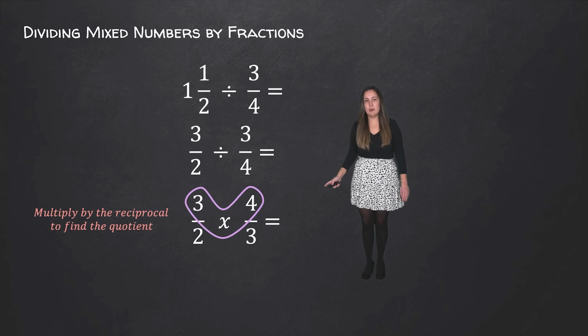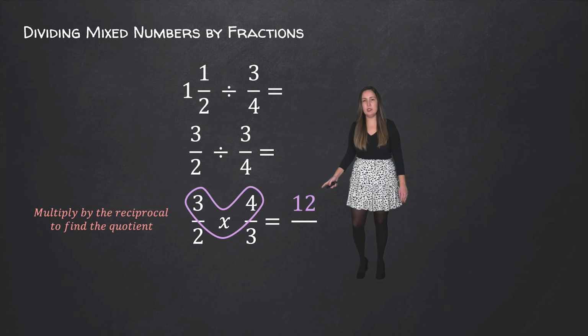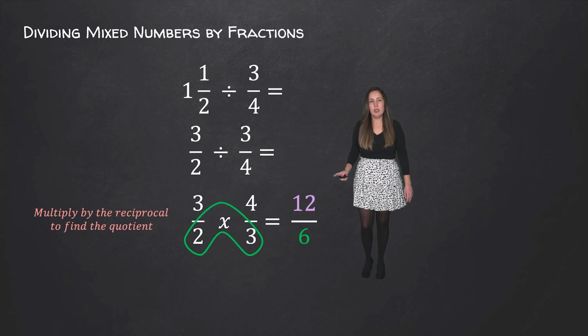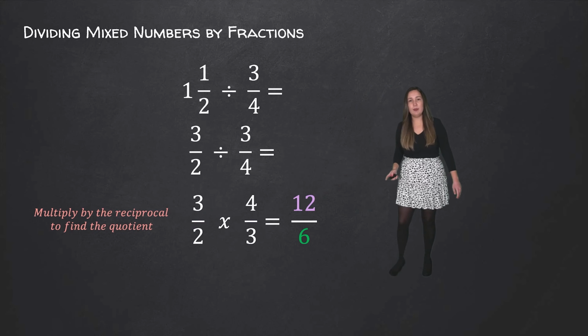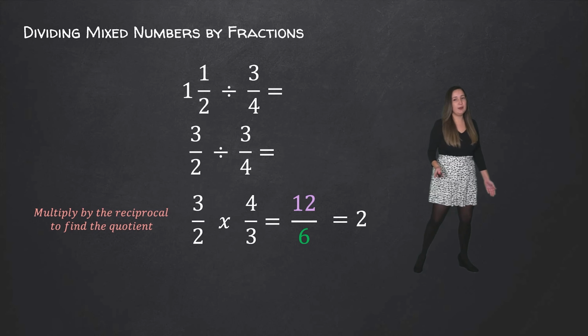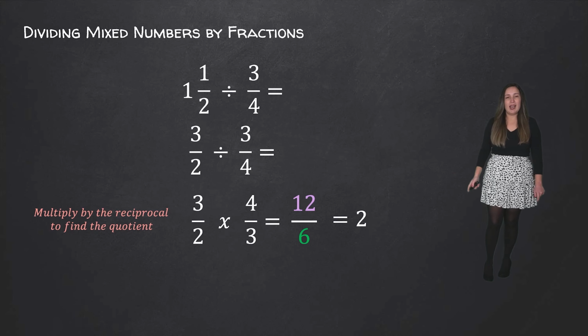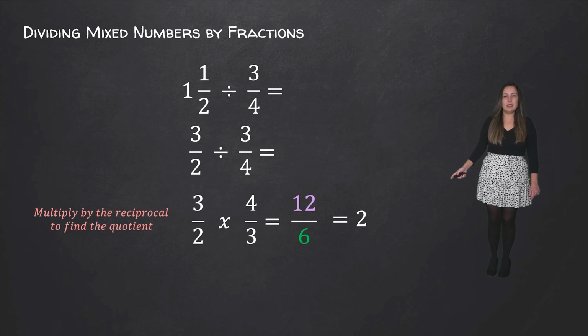So 3 times 4 is equal to 12. And then 2 times 3 is equal to 6. 12/6 can be simplified because 12 divided by 6 is equal to 2. So 1.5 divided by 3/4 is equal to 2.